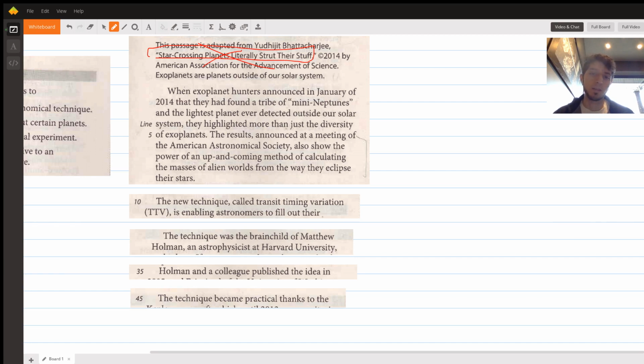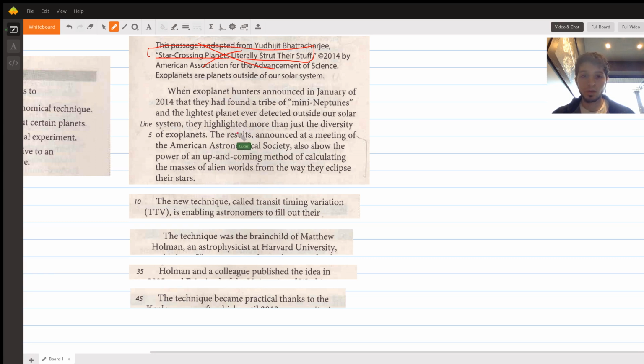SAT follows that same pattern, meaning that normally in the introduction paragraph, you're going to get something like a thesis, some sort of mention of what's going on. So we have to track the way that this is set up. It starts by talking about exoplanet hunters in January, finding this tribe of mini Neptunes, etc.